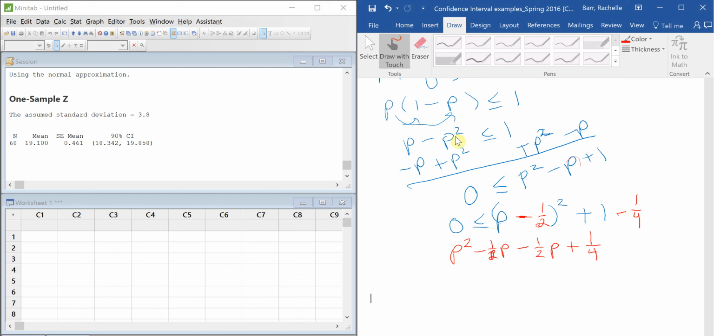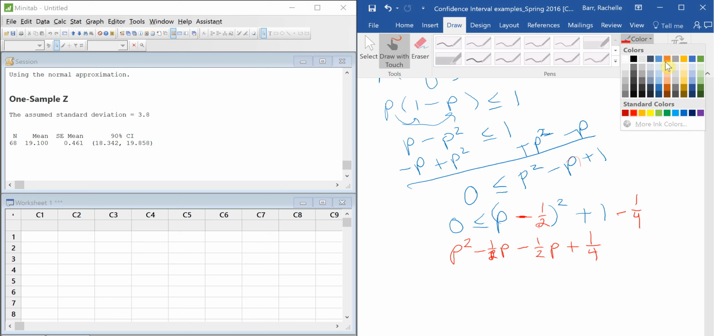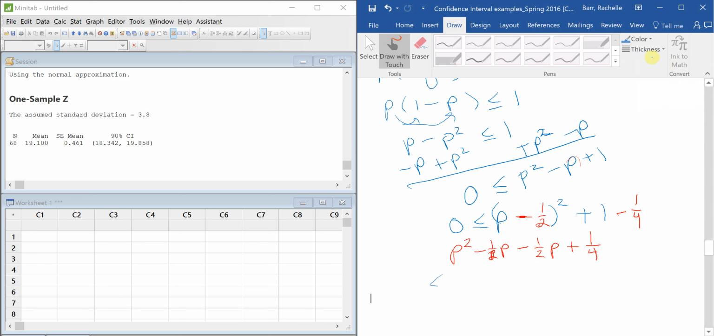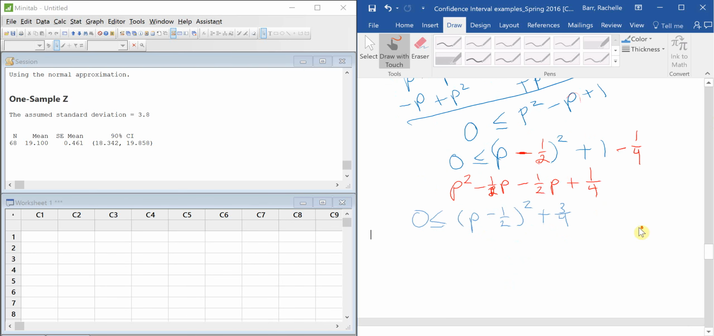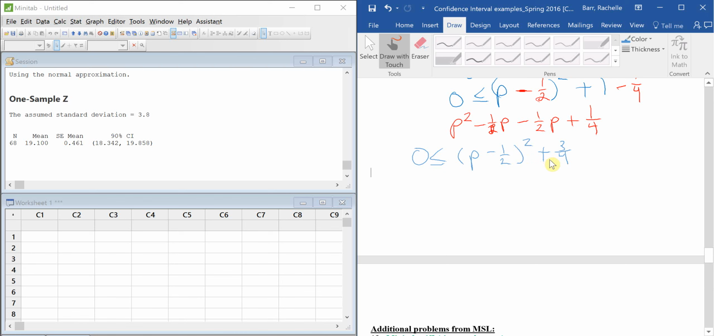Ha! So when this is all said and done, you have the following equation. P minus a half squared plus, and then you take 1 and you lose a fourth, and you get 3/4. Now, one of the things we know about quadratics is that they are largest at their vertex. For this, since I now put it in complete the square form, the vertex is when this is nothing, because this is a minus. So P minus a half. So the vertex is 1/2, comma 3/4.